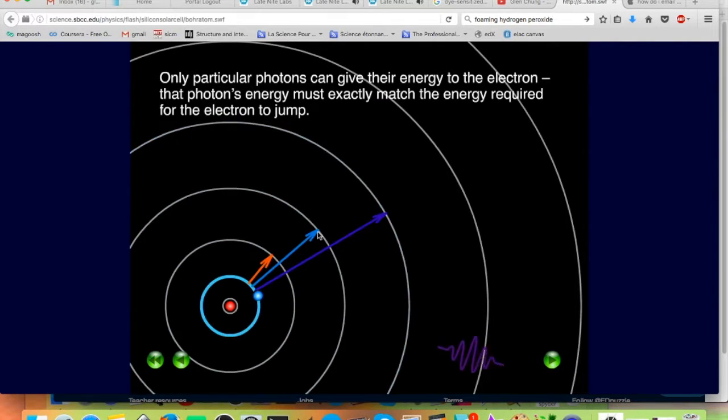Each energy level for any particular element has the exact same amount of energy. So to get from level 2 to level 3, all hydrogen atoms need this amount of energy. To get from level 2 to level 3 for a calcium atom, it is a different amount of energy. These energy amounts are characteristic for each element. They're like a fingerprint for the element.